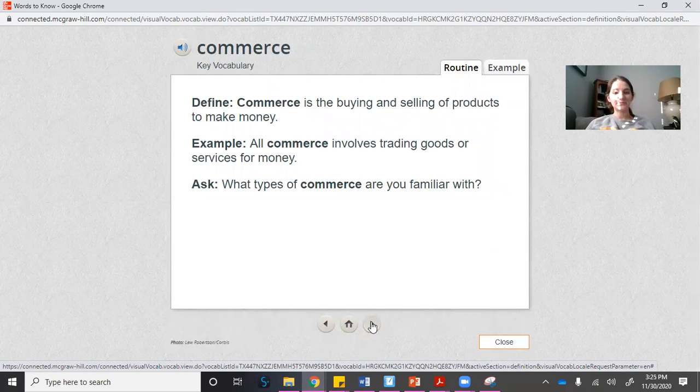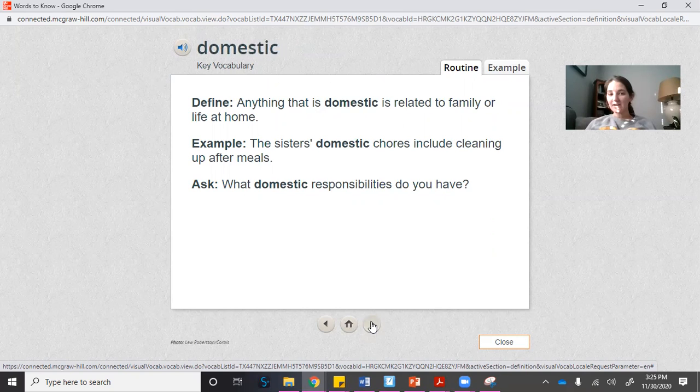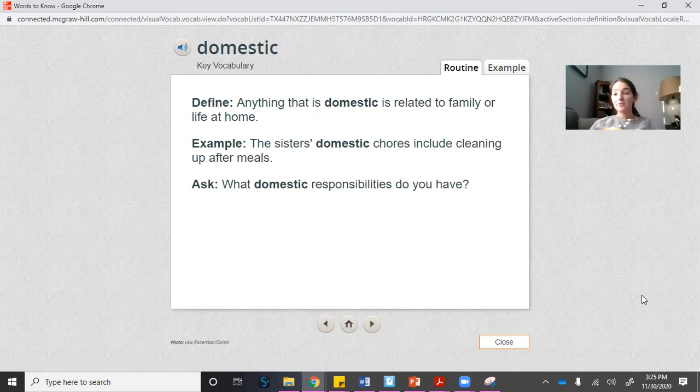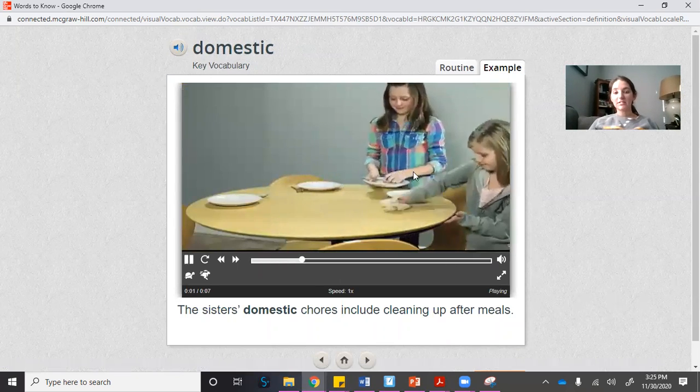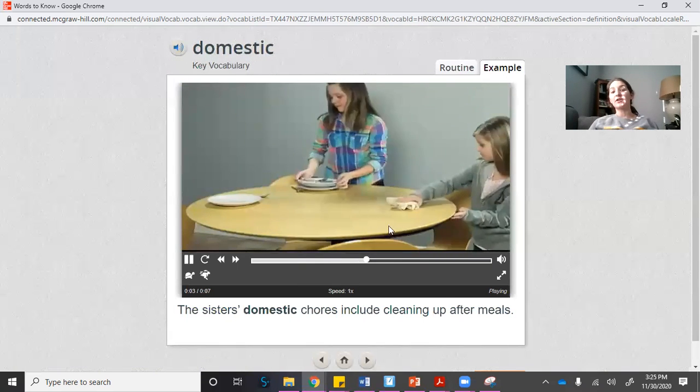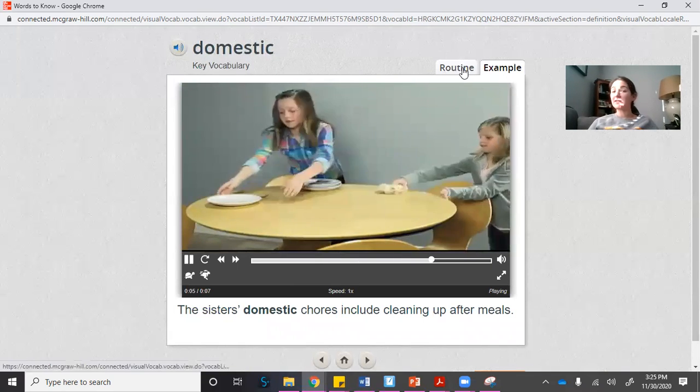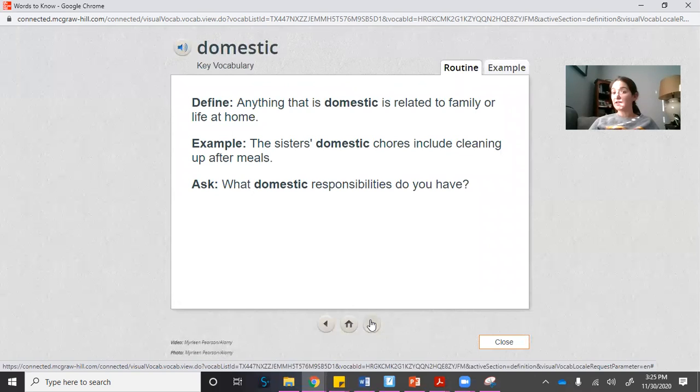Next word is domestic. Anything that is domestic is related to family or life at home. So the sisters' domestic chores include cleaning up after meals. What domestic responsibilities do you have? Maybe you help take out the trash, or maybe you do the dishes. So this would be an example of a domestic job. It's something where you're picking up after meals that would be considered domestic, so related to your life at home.